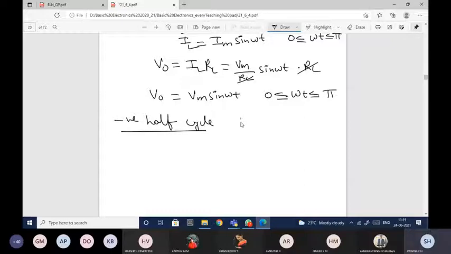Now pi less than or equal to omega t less than or equal to 2 pi. Again here we need to analyze. Let me just take the diagram once again.